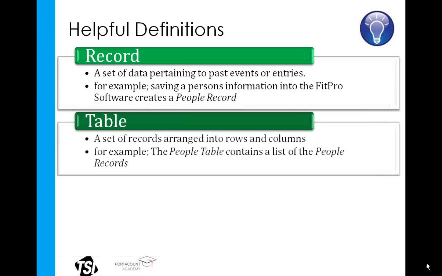Okay, so those are all records we could have. The table is where those records reside. So the people records would reside in the people table. The fit test records would reside in the fit test table, so on and so forth.